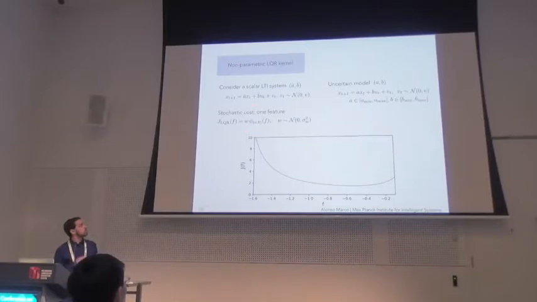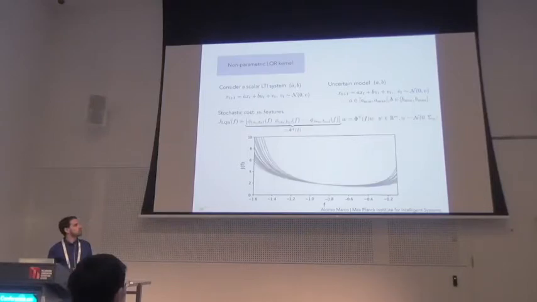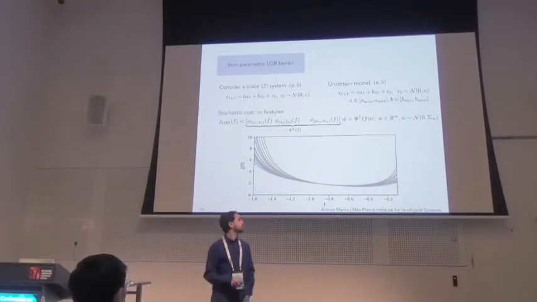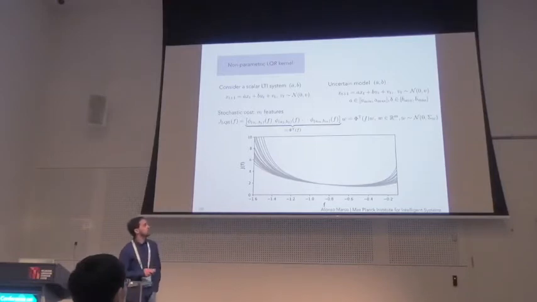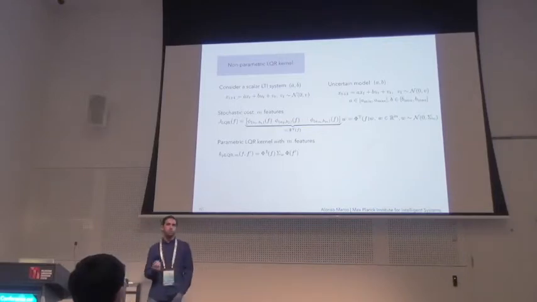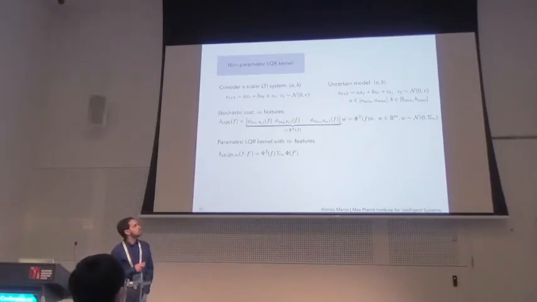So similarly as before, we have the same unknown system, and now we assume that we have a linear model in which we allow some parametric uncertainty for A and B. If we do this, the stochastic cost, which before depended on only one feature, can now be extended for multiple features. So the more features we include in our cost, the more expressive our cost is going to be. If we include n features, then we arrive to an expression of the parametric LQR kernel that is n times more expressive, let's say, because each one of these features contains a model that is sampled from these uncertainty ranges.